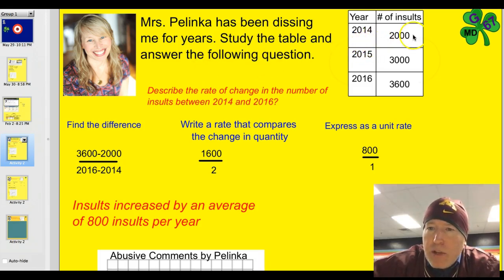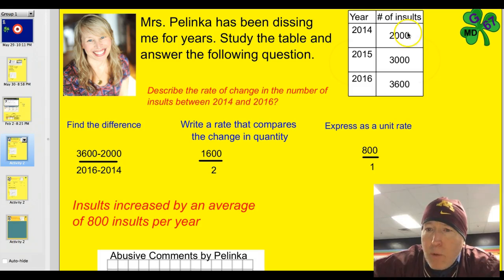So it looks like in 2014 she insulted me 2,000 times, 2015 3,000, wow. 2016 3,600, and we're just getting warmed up here in 2017. So, all right. So describe the rate of change in the number of insults between 2014 and 2016.